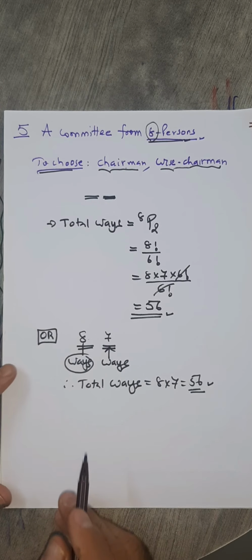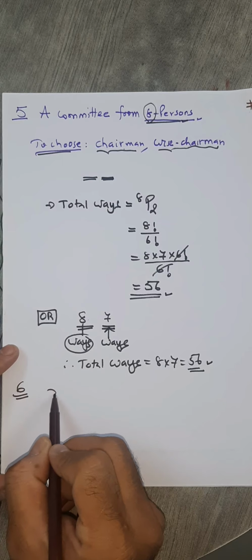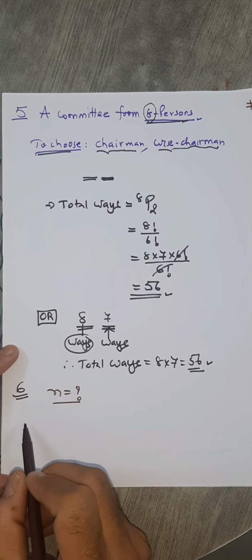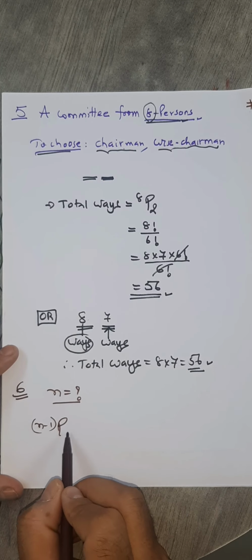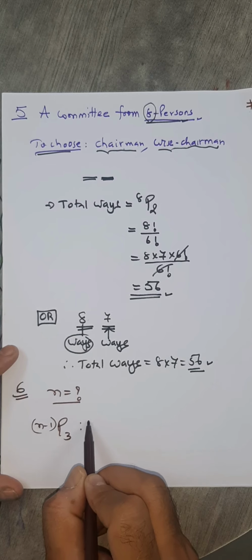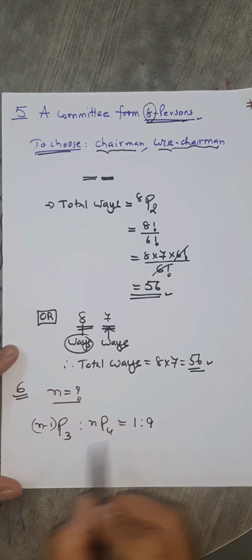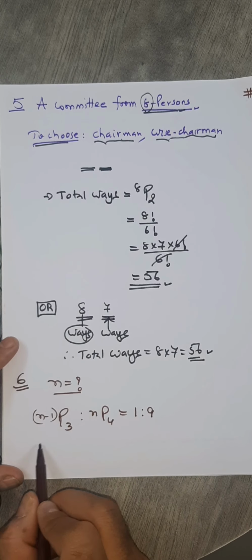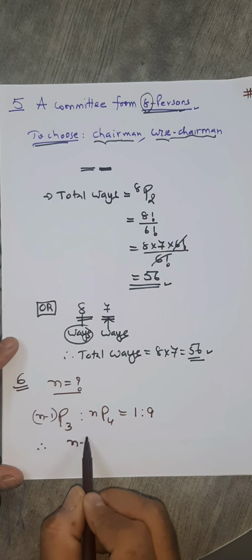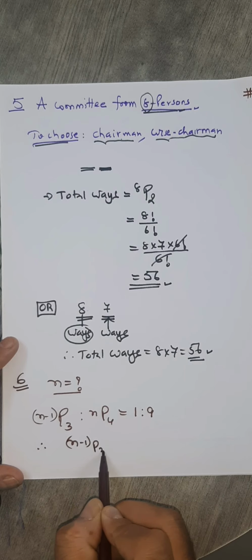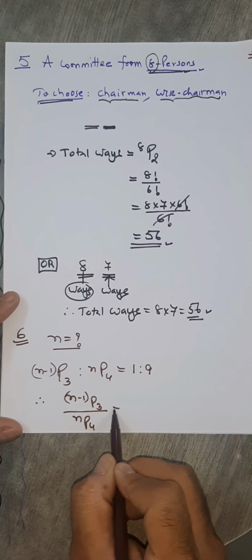Okay, question number 6, that's just based on the formula only. The question is, get the value of n. There is a question: n minus 1 p 3 is to np4 equals 1 is to 9, you are given. This is given to us. Is to means you know ratio. So I'll just express in the form of ratio: n minus 1 p3 upon np4 equals 1 by 9.